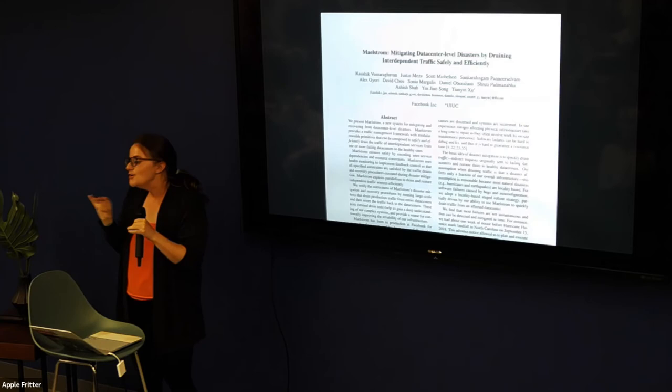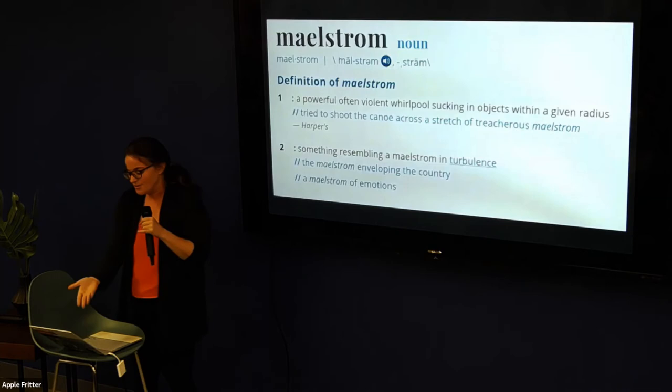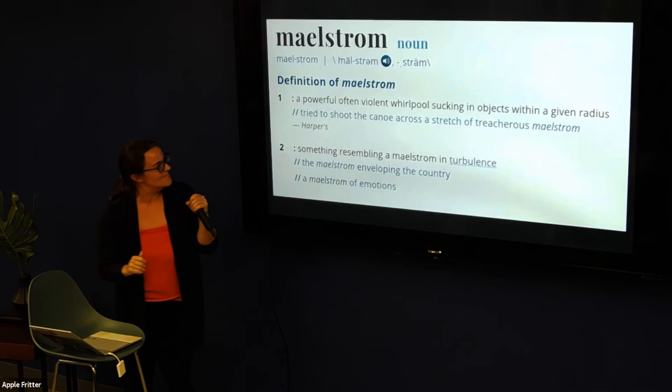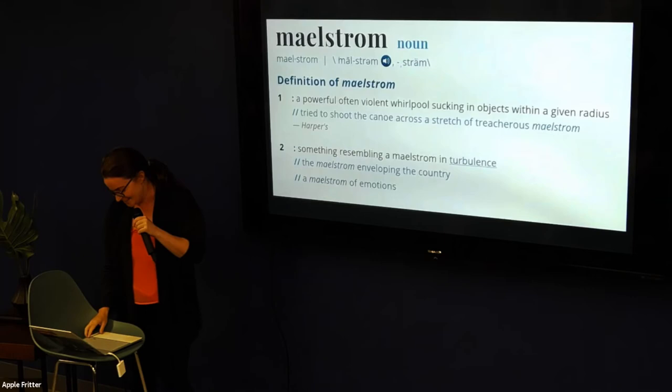First I was like, what does this word mean? It turns out to mean a powerful, often violent whirlpool sucking objects in within a given radius, which I think is kind of cool. I really like the name, and they never even touched on what the name meant in the paper. I was like, that would have been nice.